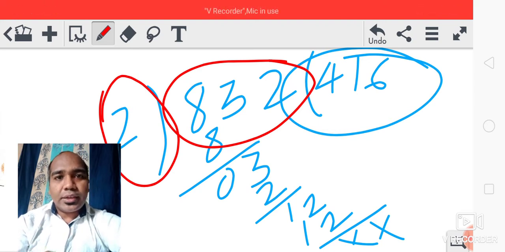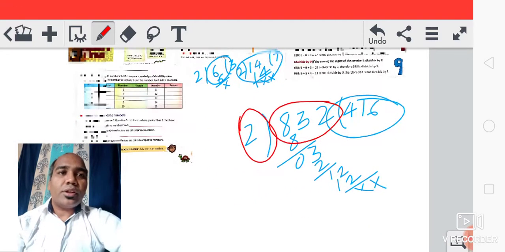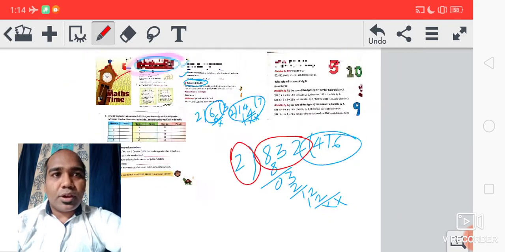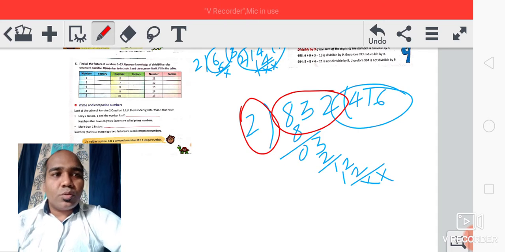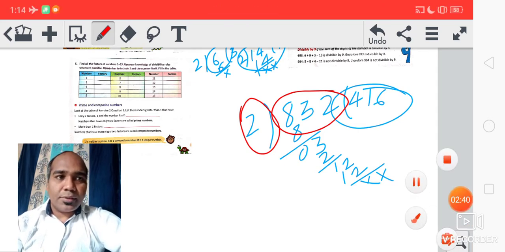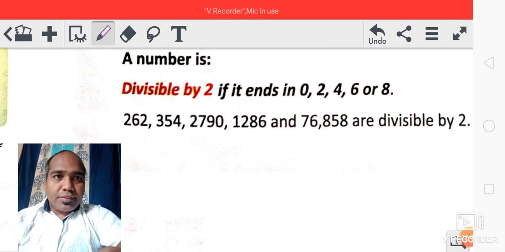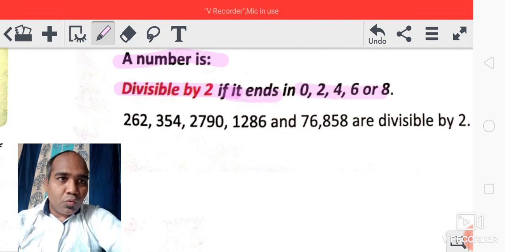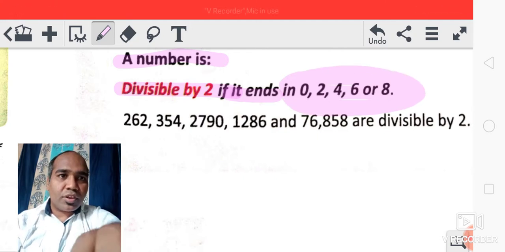But without dividing, can you say whether any number is divisible by 2 or not? Can you say? That is what we are going to see. Without dividing, how can we say that a number is divisible by 2 or not? Now we'll see, a number is divisible by 2 if it ends in 0, 2, 4, 6 or 8. This is very important. 0, 2, 4, 6 or 8.